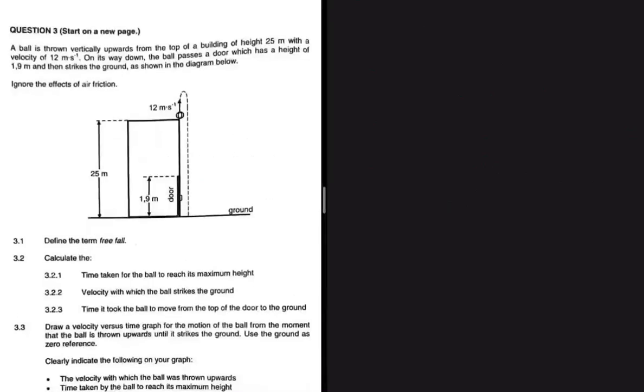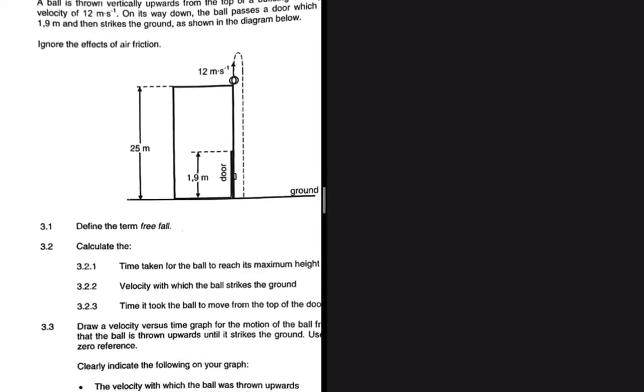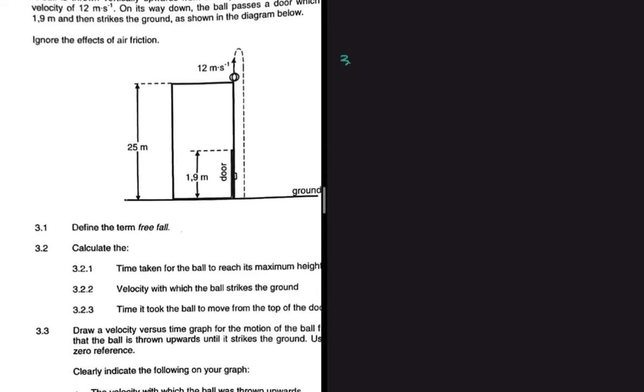A ball is thrown vertically upwards from the top of a building of height 25 meters with a velocity of 12 meters per second. On its way down, the ball passes a door which has a height of 1.9 meters and then strikes the ground as shown in the diagram below. And just like we always do, we can ignore the effects of air friction, right? So the first question here is 3.1, which is saying let's define the term free fall. I'm just gonna leave that for you.